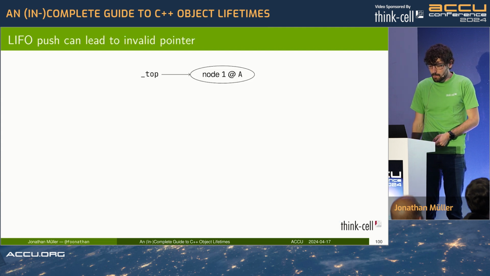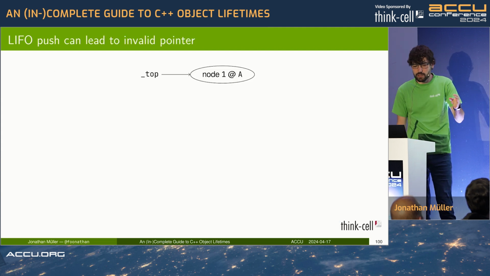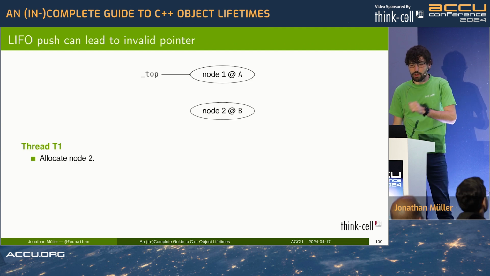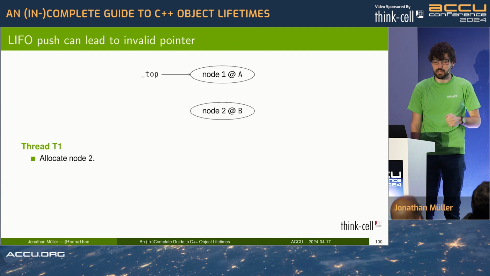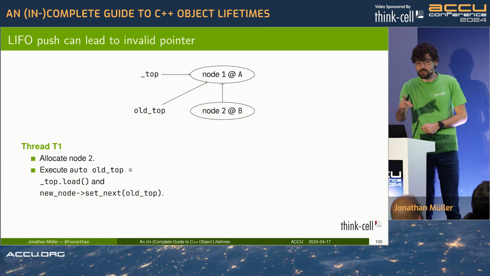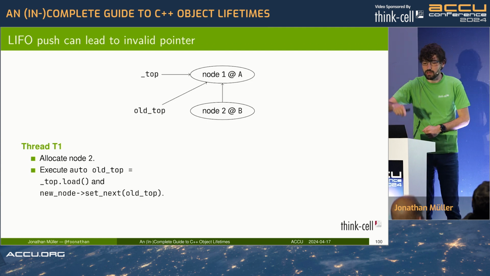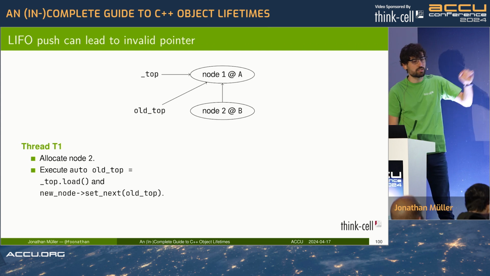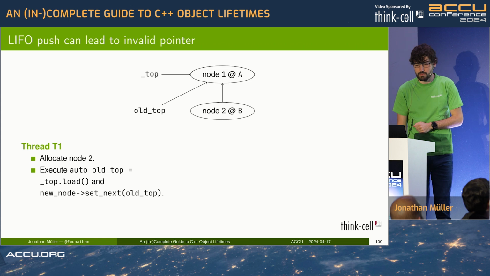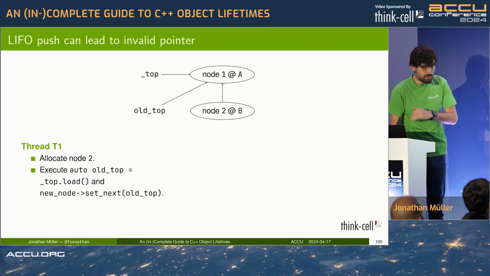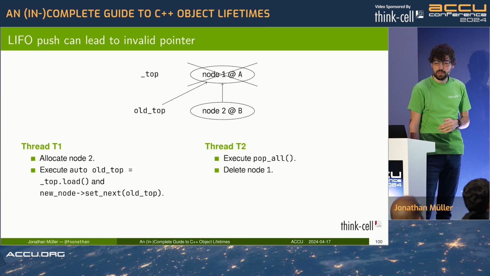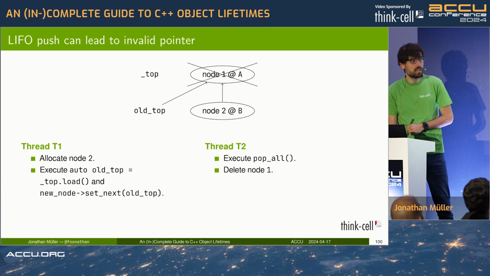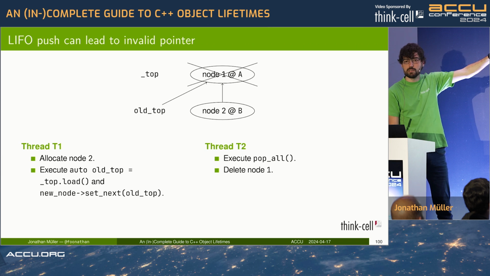Now, we can imagine the following execution. We've got our list consisting of a single node, node 1 at address A. Then we've got one thread. One thread allocates node 2. It has address B. It executes old top equals top and sets the new node's next to old top. So now we've got old top pointing to node 1 and node 2 also pointing to node 1. All good. But unfortunately, now another thread comes in. This thread executes pop all and deallocates node 1. So now old top and node 2 point to deallocated memory.